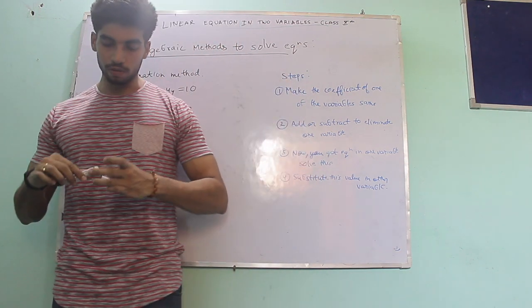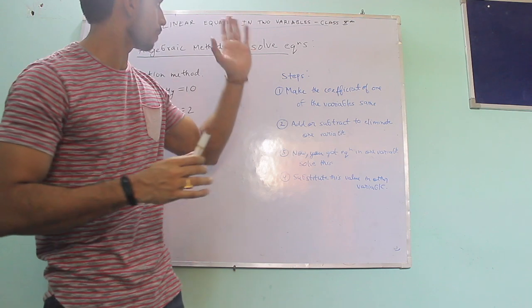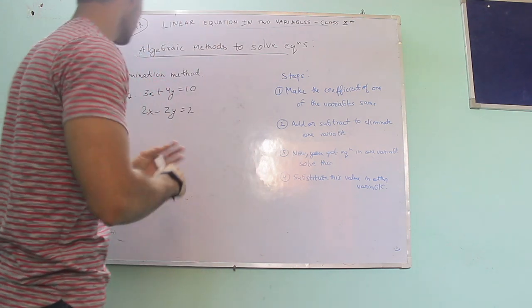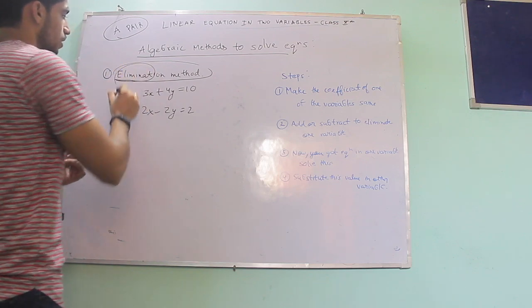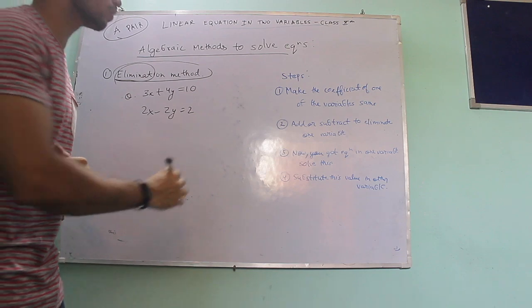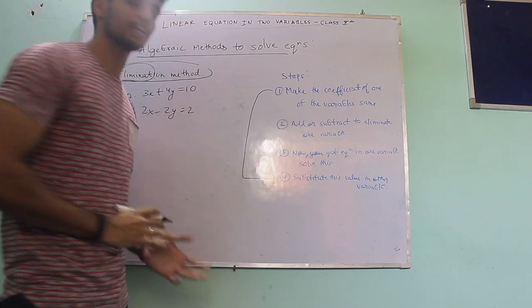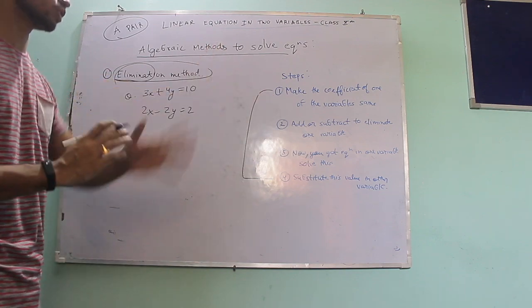Okay gentlemen, so now we will come to the next part, which is algebraic methods for solving these pair of equations. The first method is the elimination method. As the name suggests, we have to eliminate something. So just like in the graphical method, I would like you to follow these steps for every question. These steps will solve every question related to the elimination method.